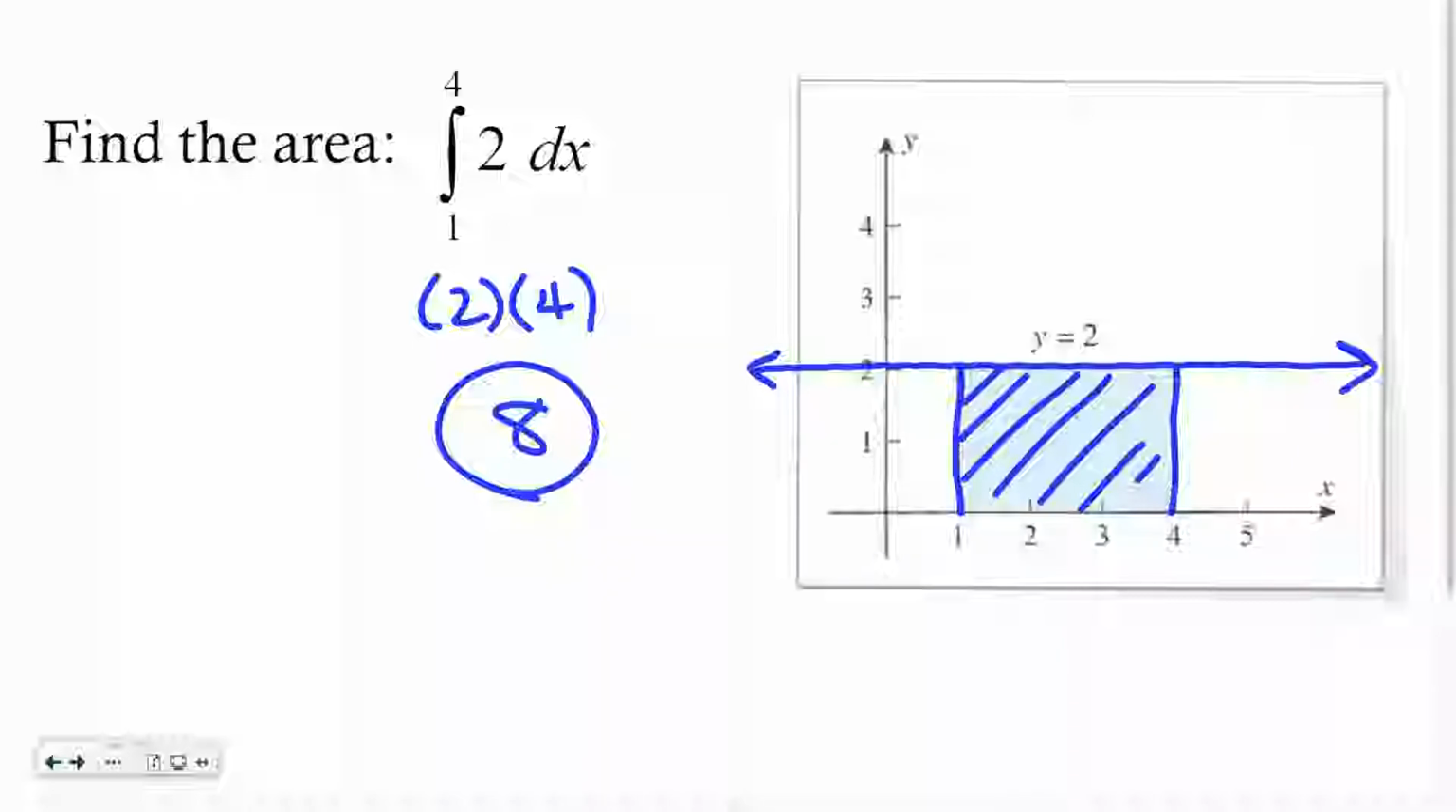What other shapes can we find the area of? Trapezoids, what else? Circle. Circles, triangles, right? And that's probably not going to happen, but good try.